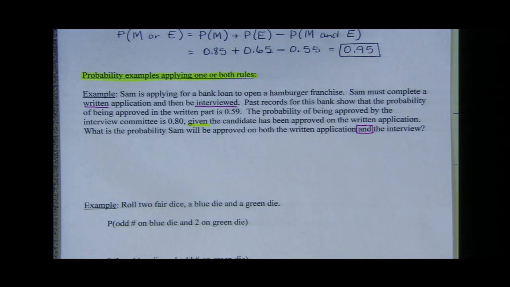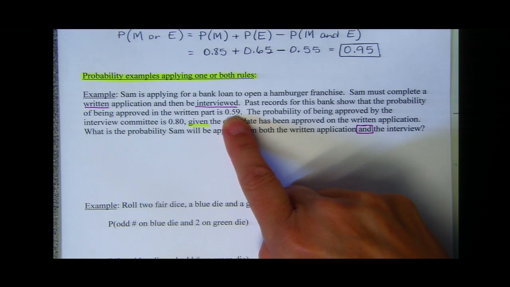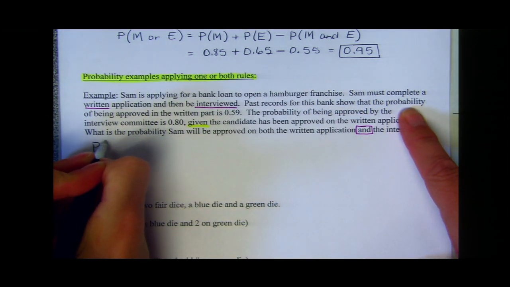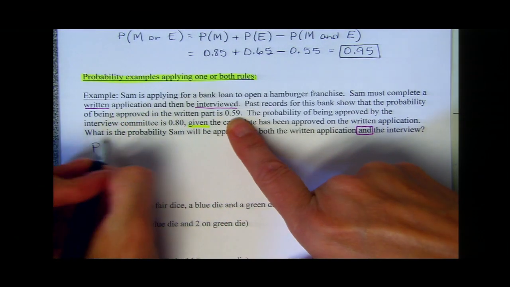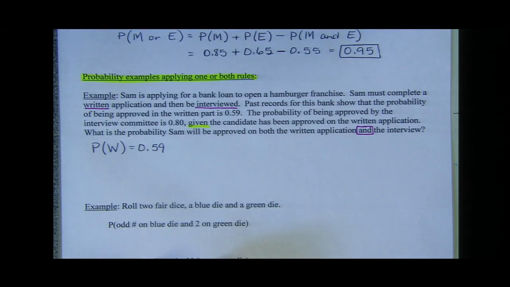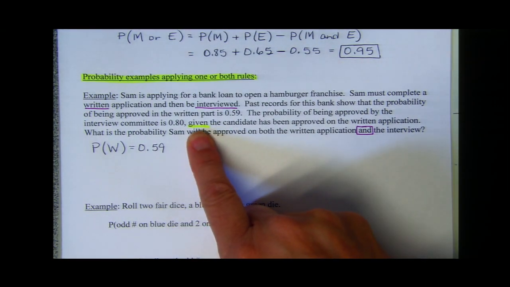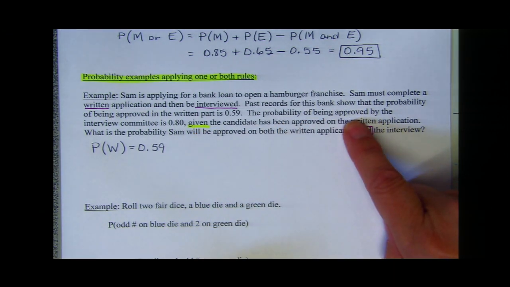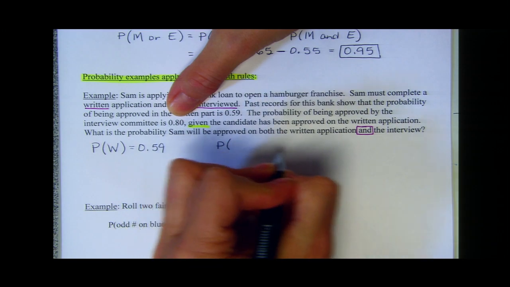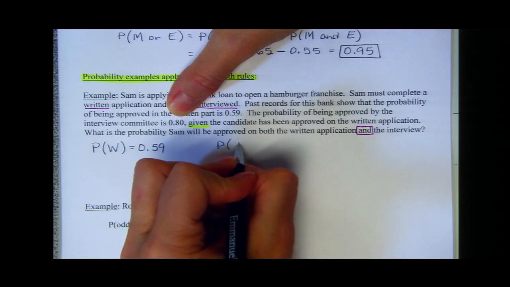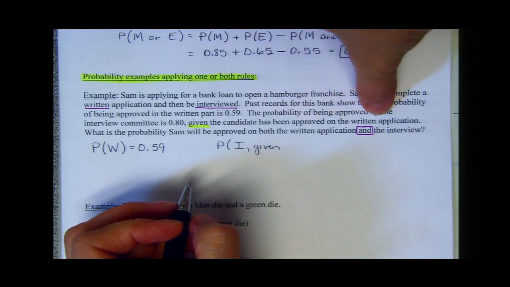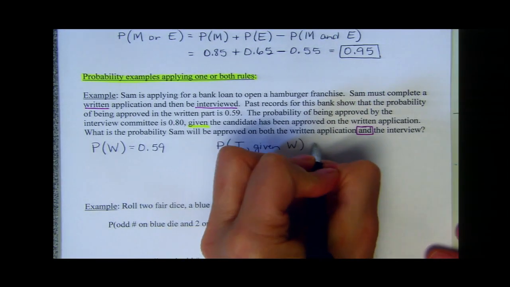Okay, well first I need to define the probabilities given. So I'm going to look back up here to this first sentence where I see 0.59. Past records for this bank show that the probability of being approved on the written part is 0.59. So the probability of being approved on the written is 0.59. Now, this next sentence, this is why I highlighted this. This tells me I have a conditional. So it says the probability of being approved by the interview committee is this number. So be careful. You're not just going to do the probability of interview equals 0.80, because we have the probability of being approved on the interview given the candidate has been approved on the written, and that is 0.80.